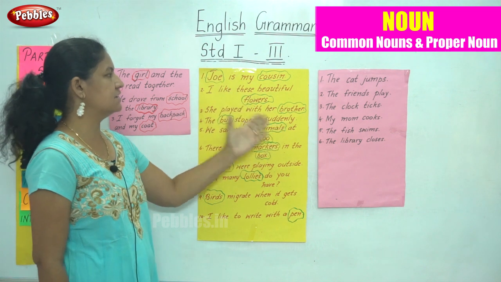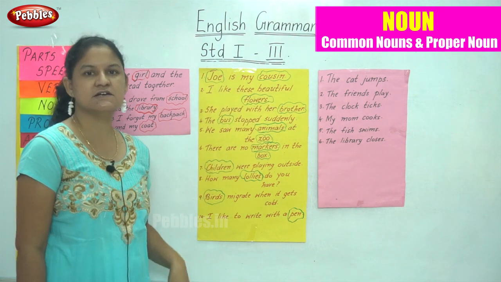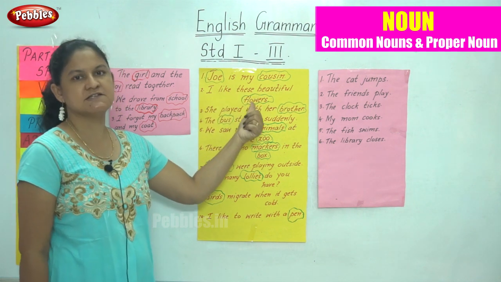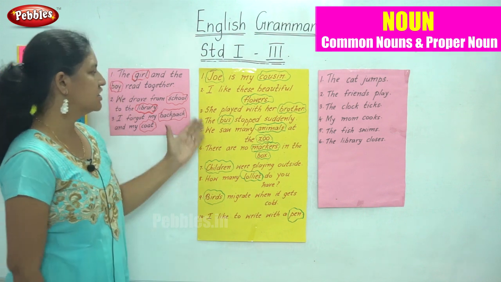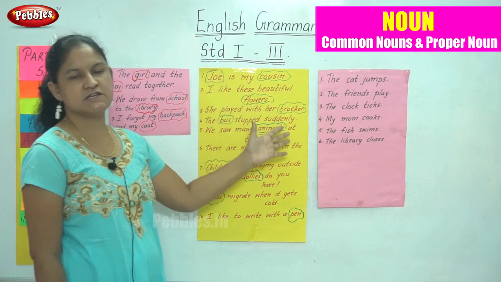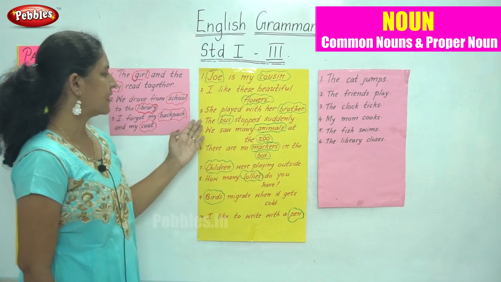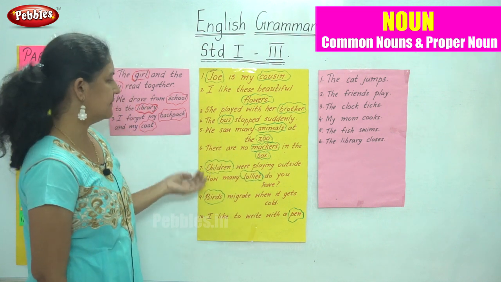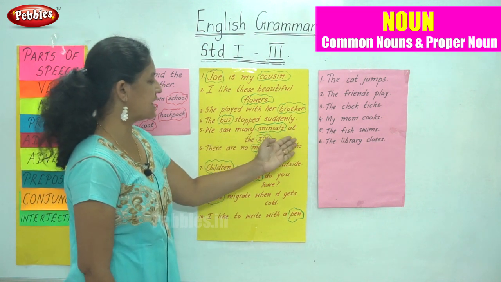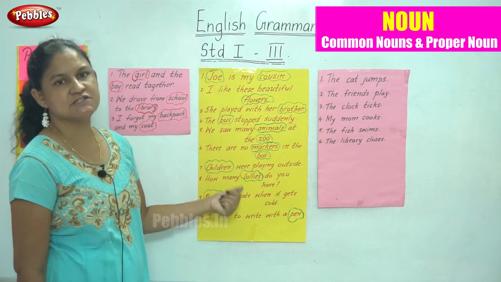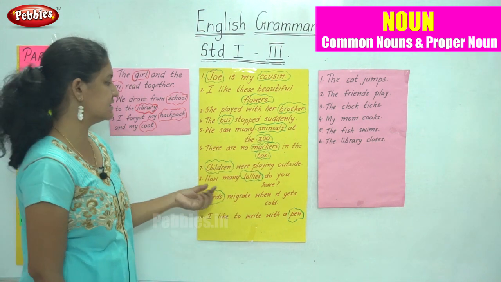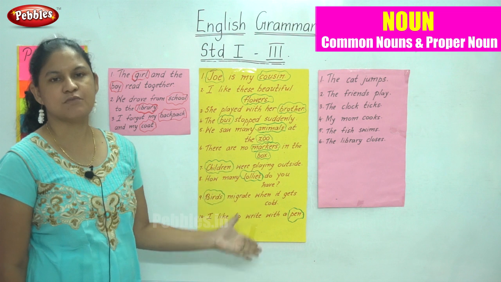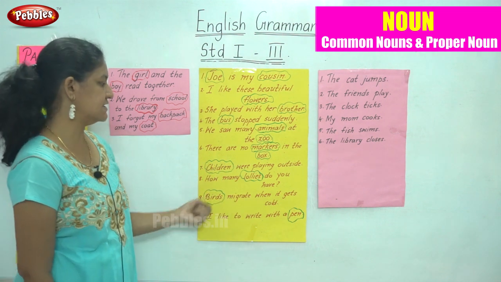Joe is my cousin. So Joe and cousin are the nouns in the sentence. I like these beautiful flowers. So flowers is the noun. She played with her brother. So brother is the noun. The bus stopped suddenly. Again, bus is the noun. We saw many animals at the zoo. So animals and zoo are the nouns. There are no markers in the box. So markers and box are the nouns in the sentence.